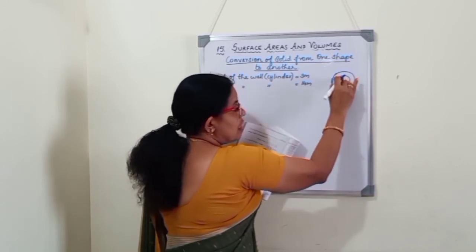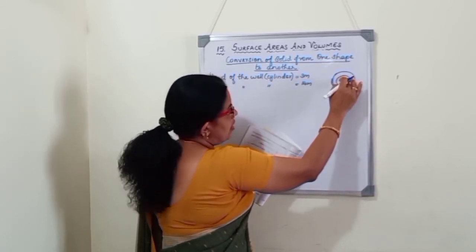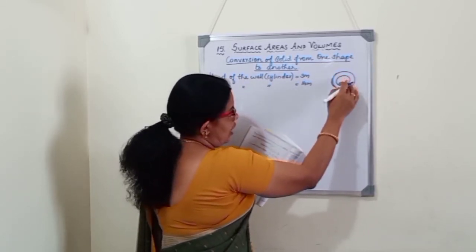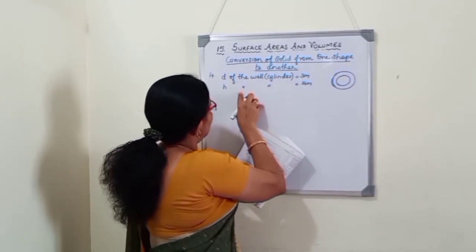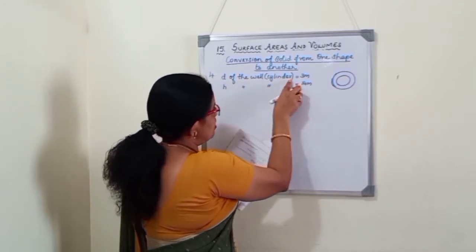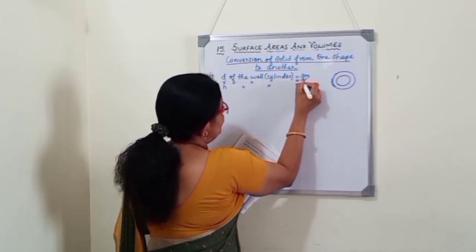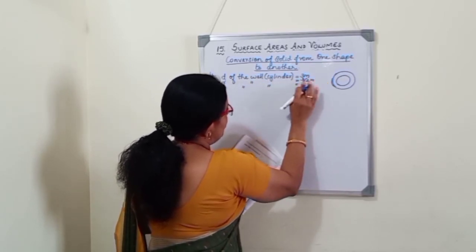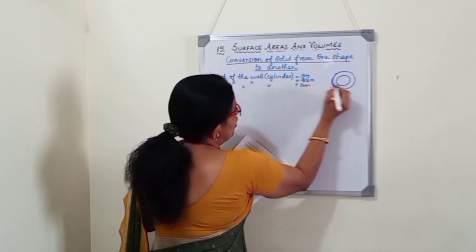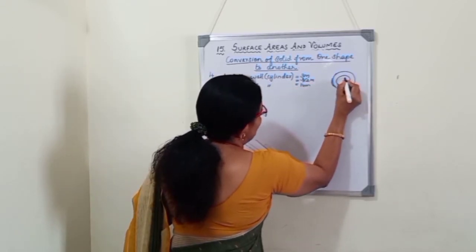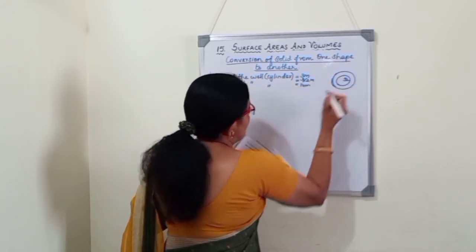And this is the top part of the cylinder, that well, that is circular in shape. The diameter of the well is 3 meter. So the radius of the well is 3 by 2 meter.